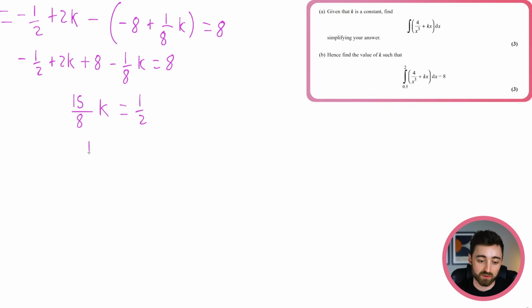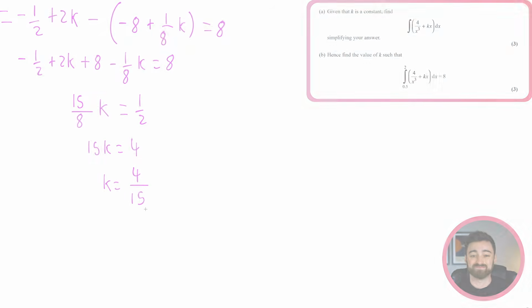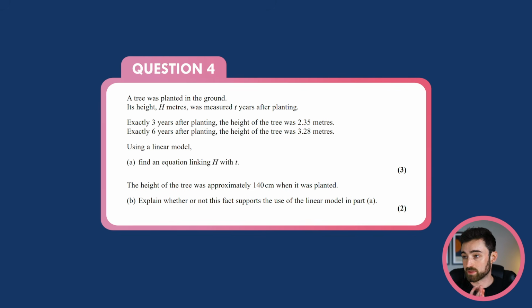Multiply everything by 8, I'm going to get 15k equals a half times 8, which is 4. Divide by the 50. K equals 4 over 50. Nice. Question 4. A tree was planted in the ground.